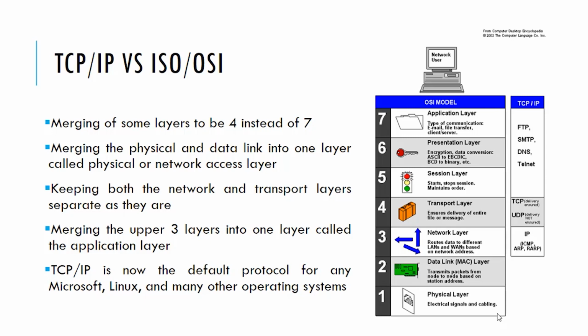TCP/IP is now the default protocol that is implemented inside any Microsoft, Linux, or any other operating system that needs to be standard, that needs to connect machines over the internet. TCP/IP is now built inside Microsoft operating systems, Linux operating systems, and other operating systems produced for machines that need to connect over the internet.